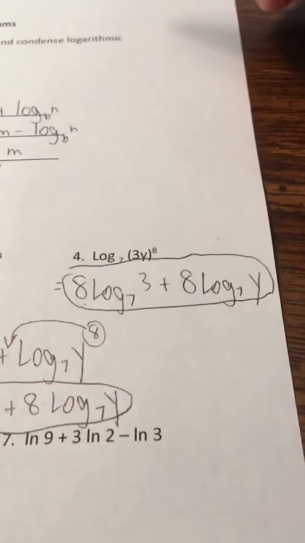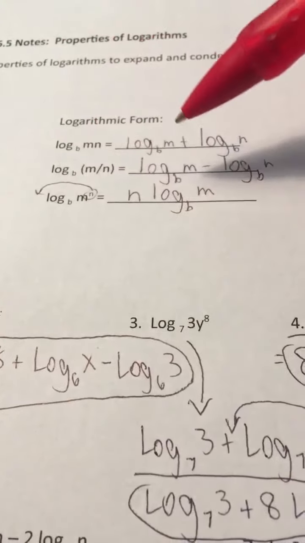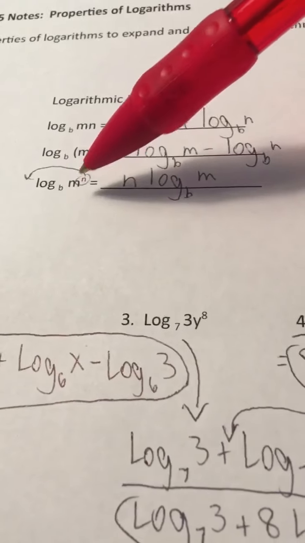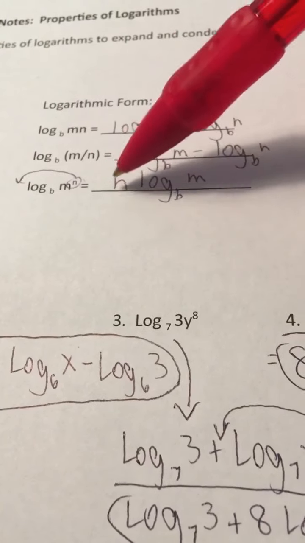So remember, main things to remember here so far, when you have multiplication, turn it into addition. When you have division, turn it into subtraction. When you have power to power, exponent to an exponent, all right, you can move that exponent to the front. If you can remember those 3 things, you could solve every problem.